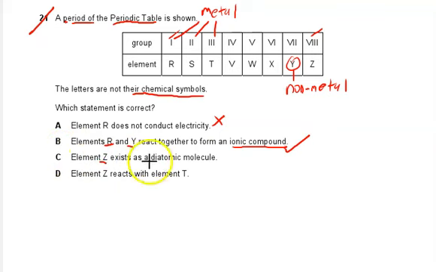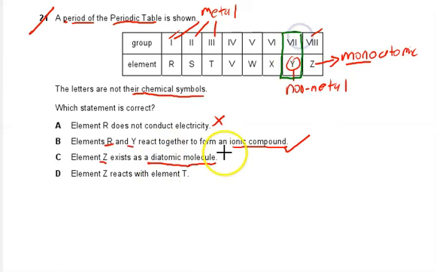Element Z exists as a diatomic molecule. So this is group 18, and group 18 will form monoatomic molecules because they are inert and stable. They do not react with the other elements, so they exist as monoatomic. Okay, but diatomic molecules are only for group 17. So therefore C is also wrong.